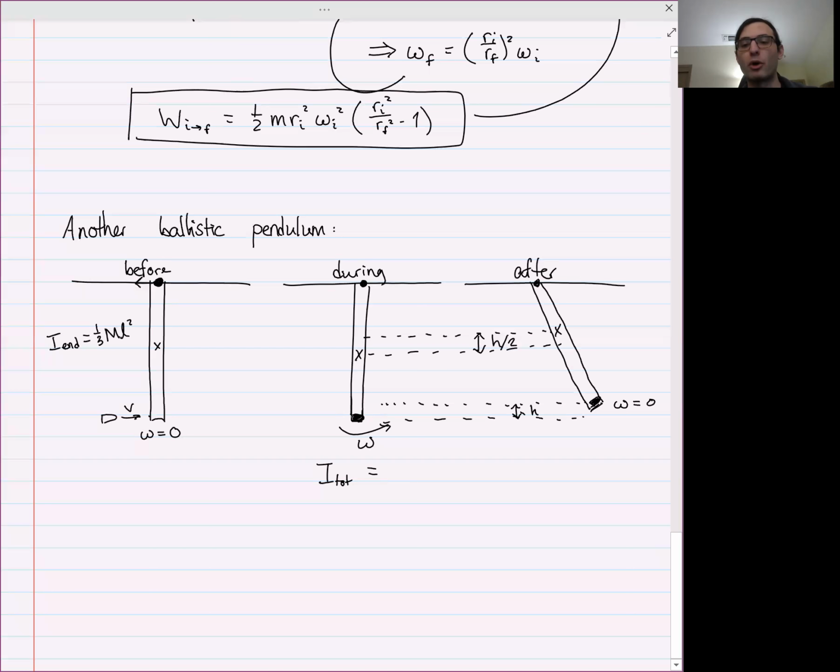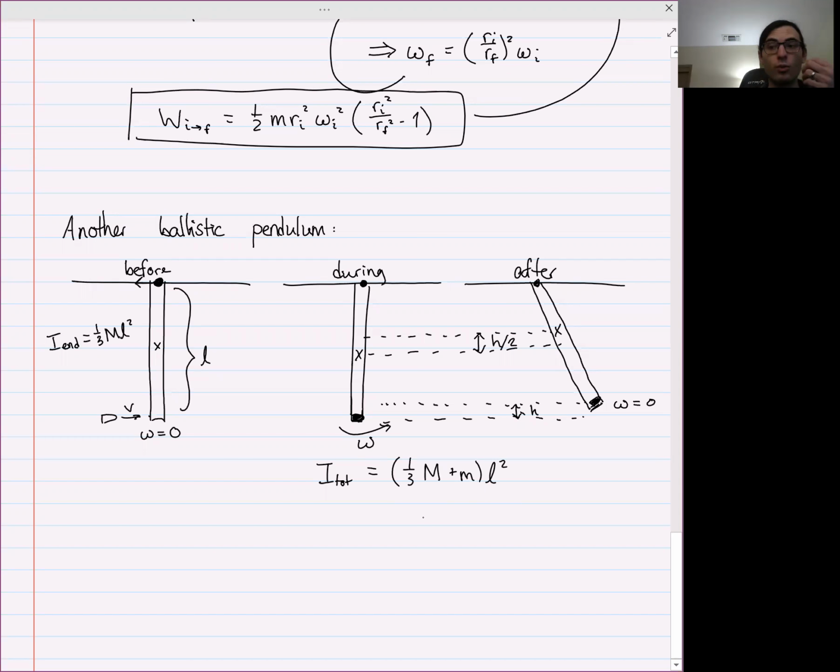If we treat the bullet like a point mass, that's just the moment of inertia of a point mass at distance L away from the axis of rotation. So this is just 1/3 times M, where M is the mass of the rod, plus little m, times L squared. The term mL squared is the moment of inertia of the bullet. The 1/3 ML squared is the moment of inertia of the rod about the hinge.